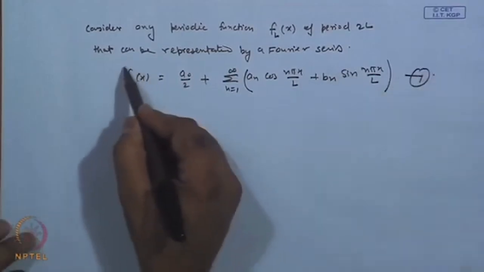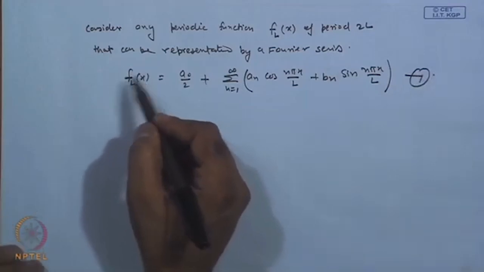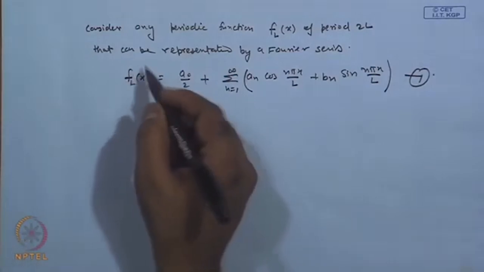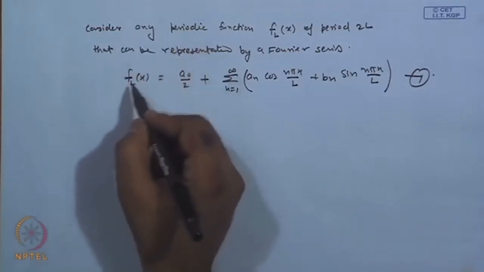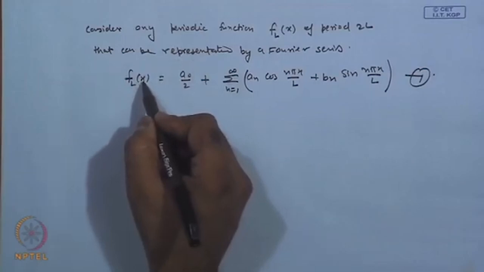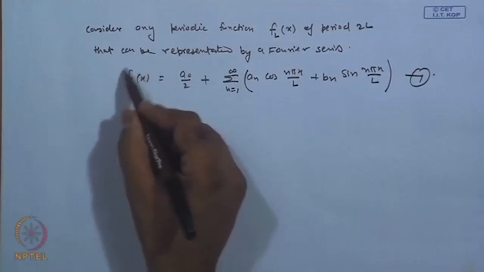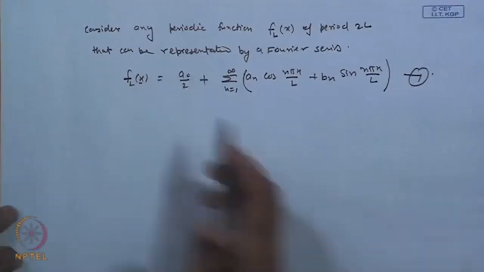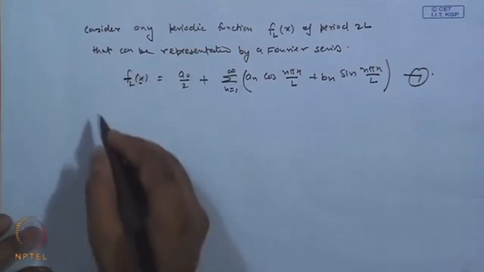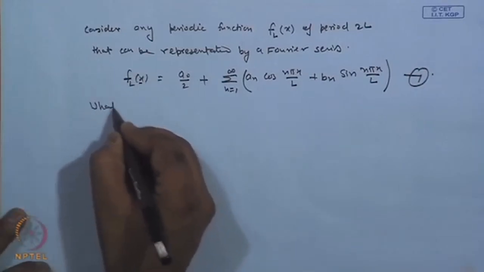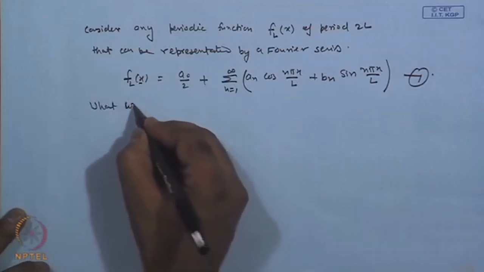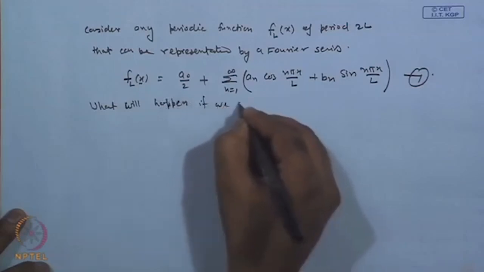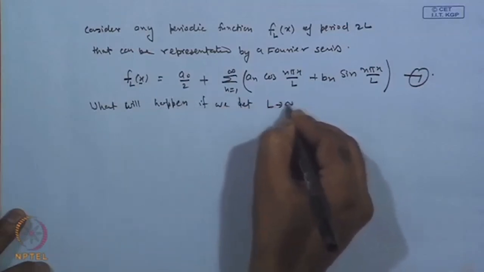So in a more general case, this f_L(x) we can replace by the mean value of this function at this x. So if the function is discontinuous at x, we can have here f_L(x plus) plus f_L(x minus) divided by 2. So we can have this average value here. Now, the question is what will happen if we let L go to infinity.